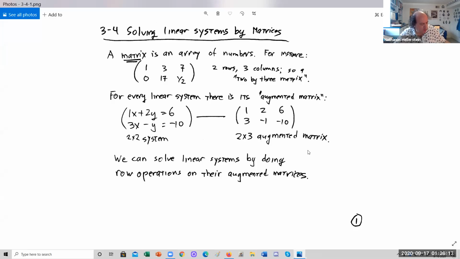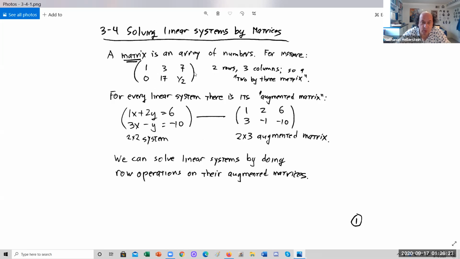Here we solve linear systems by using matrices. It'll basically be the same as solution by elimination, but it's a bit of a shorthand, a shortcut in some respects. So you don't have to carry around a lot of x, y, z's, and equal signs. Starting with a matrix. A matrix is a rectangular array of numbers.